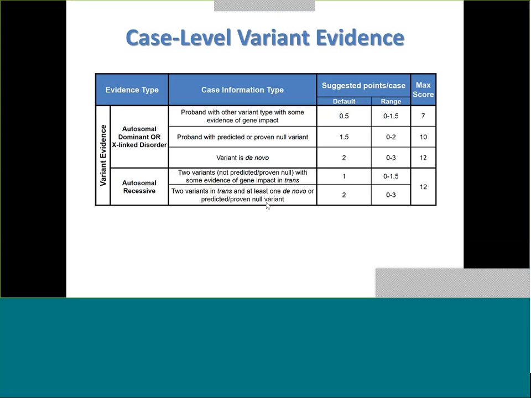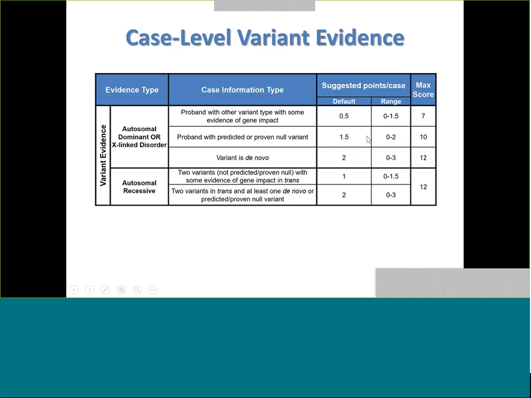And of course, when scoring case-level variant evidence, the scores are really given within the context of the inheritance pattern of the disorder. So you really need to know the inheritance pattern before starting to score or thinking about scoring for a variant. And in addition to the inheritance pattern, of course, we also score according to the type of variant. So there are different numbers of points given according to the type of variant.